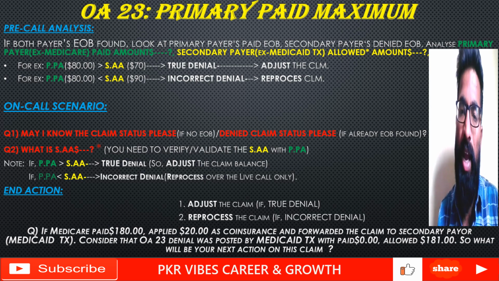For example, in this case we have a denial, the denial is posted in an EOB, so you are calling for denial claim status. Also verify what the secondary allowed amount is. For example, here in this case secondary allowed is $90, primary paid is $80. So in that way you have to call the insurance to reprocess the claim if it is an incorrect denial. If the primary paid amount is less than the secondary allowed amount, it is an incorrect denial. You have to probe the same thing to the insurance representative over the phone call, and you have to reprocess the claim over the phone call itself.